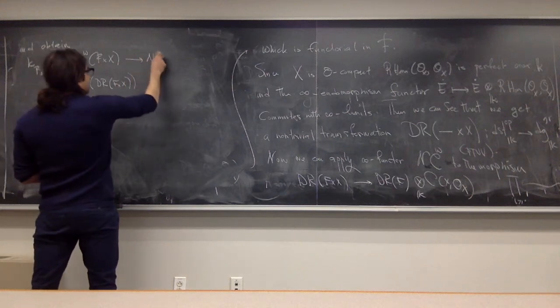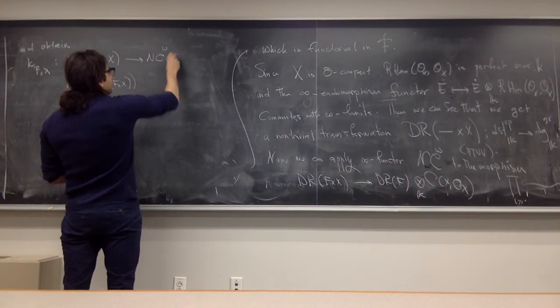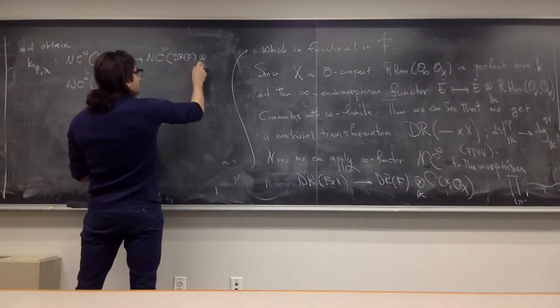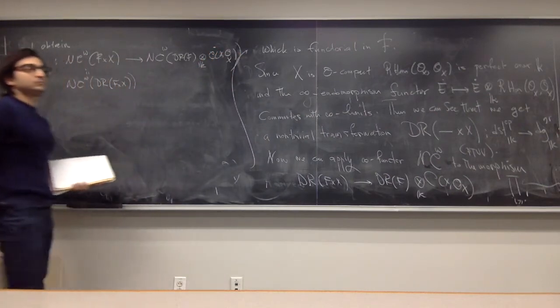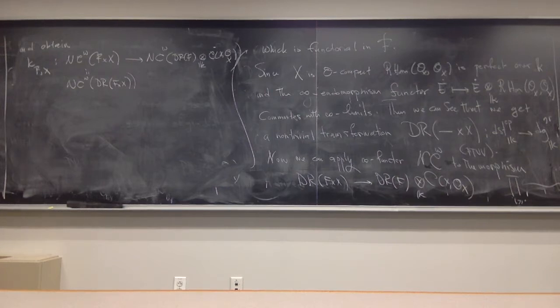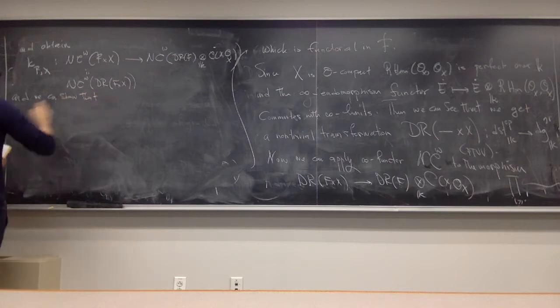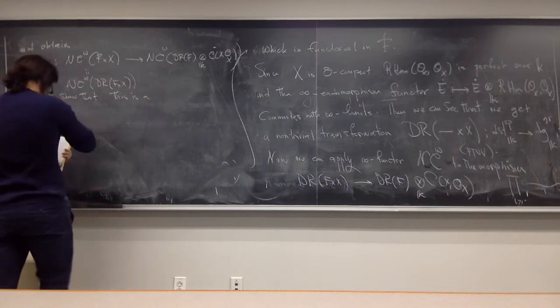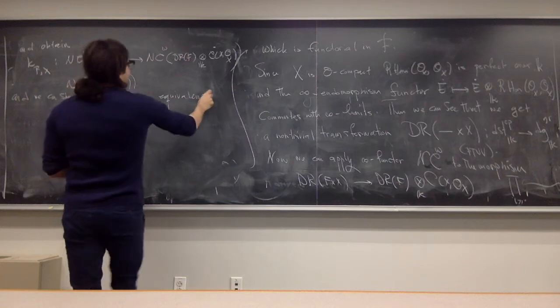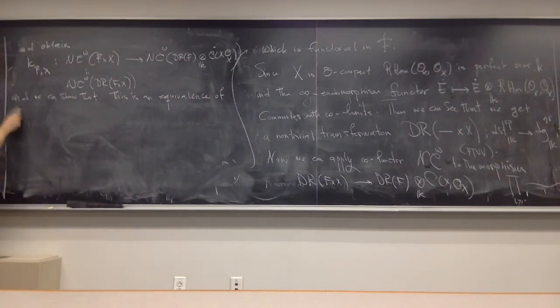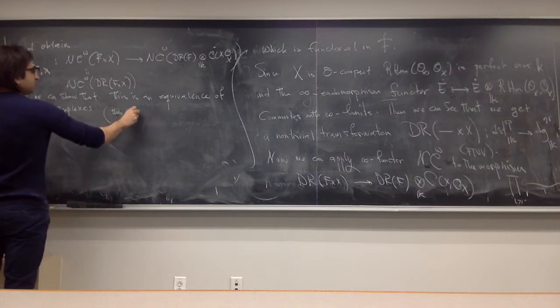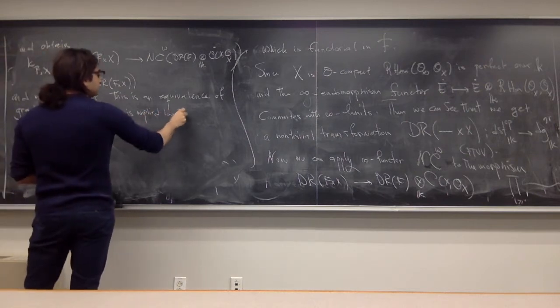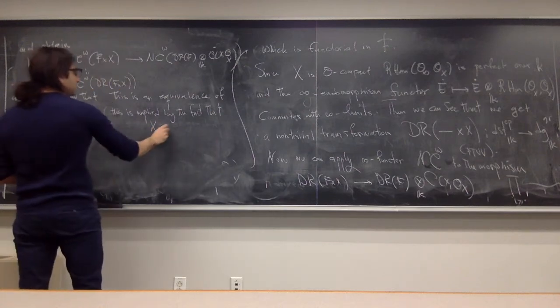To the negative cyclic complex of the de Rham algebra of F times this endomorphism algebra. Okay. And we can show that this is an equivalence of graded complexes, and this is implied by the fact that X is O-compact.